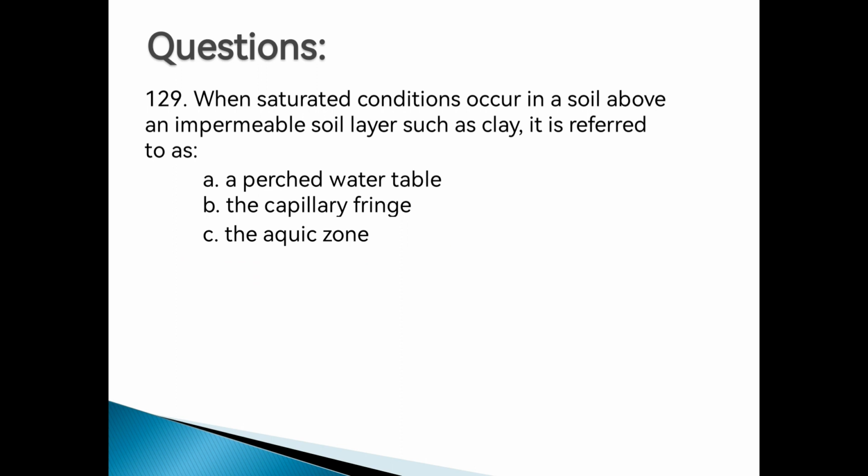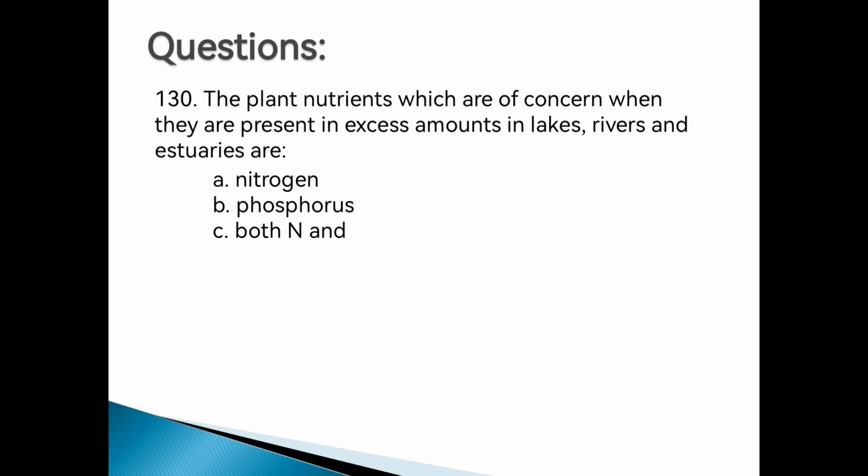Question 129. When saturated conditions occur in a soil above an impermeable soil layer such as clay, it is referred to as A. A perched water table, B. The capillary fringe, C. The aqueous zone. The correct answer is A. A perched water table.